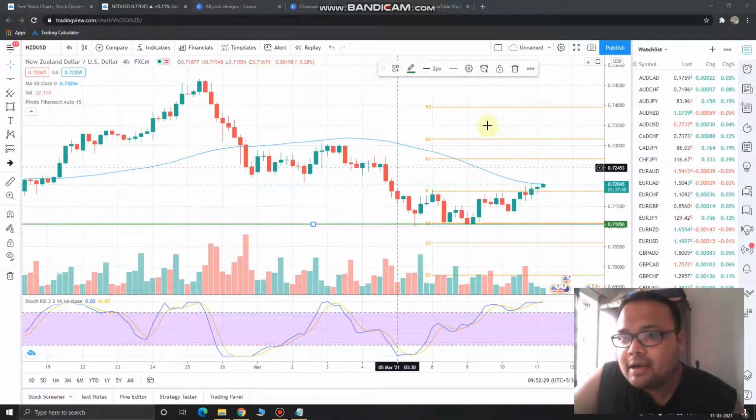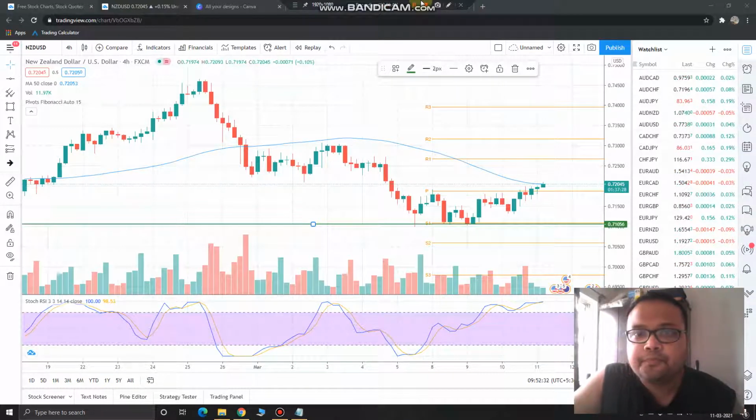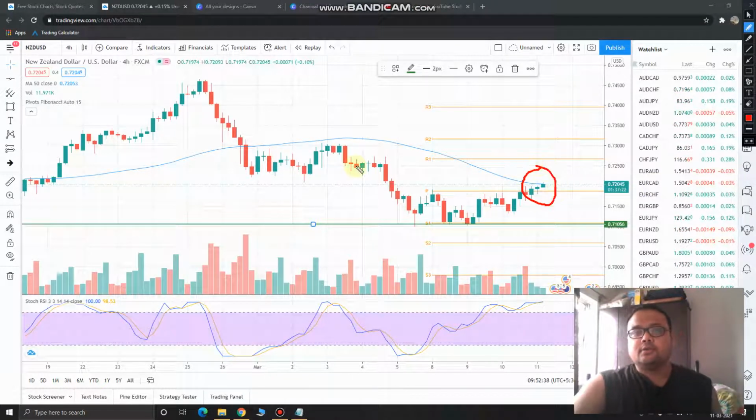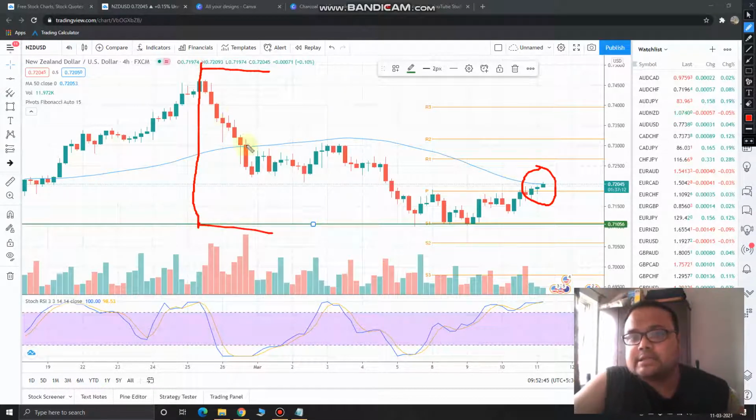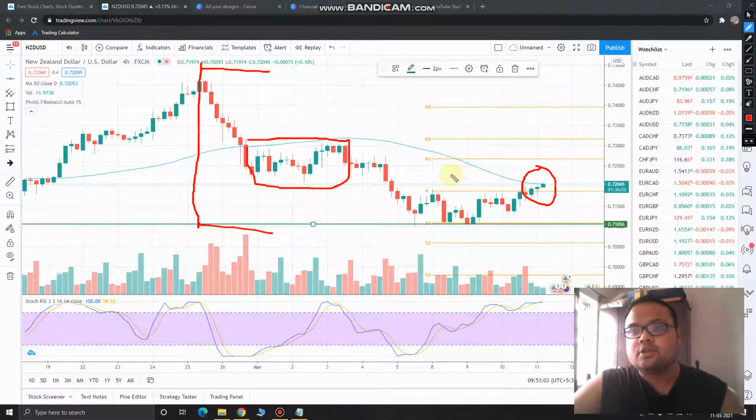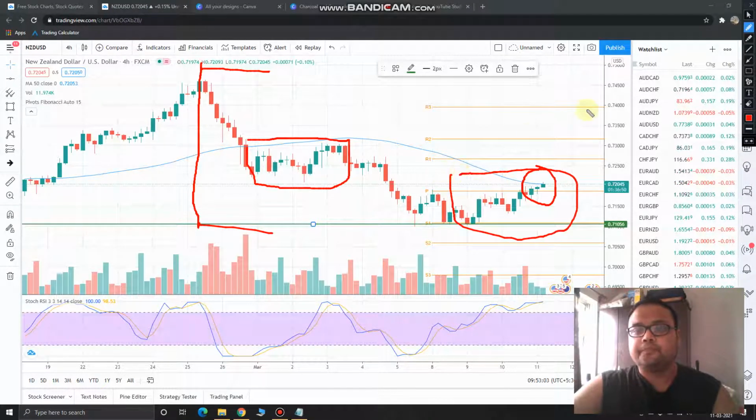We can see that right now market is trading at 7204. Let me take the pencil. Right now market is trading at this price. We can see that market was in uptrend, and from here markets started falling. Market consolidated for a while and then fell again, and right now market is trying to go up again, but we are not sure whether this is a reversal or a consolidation.